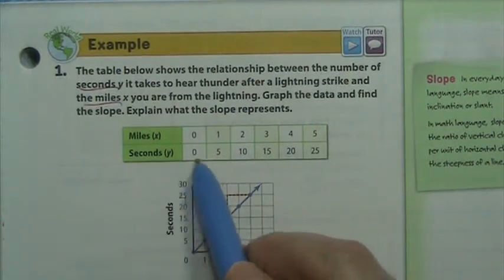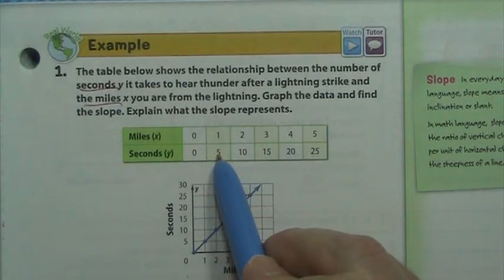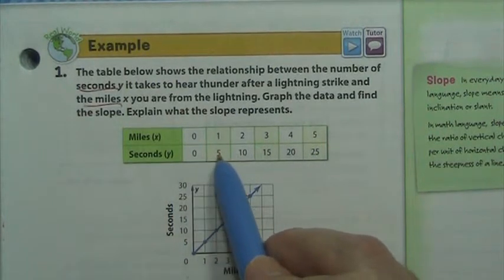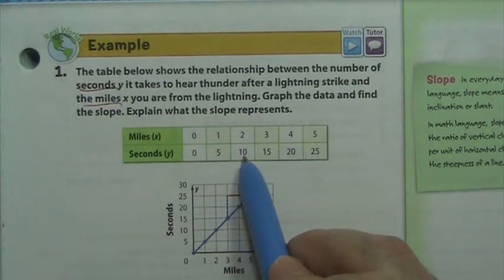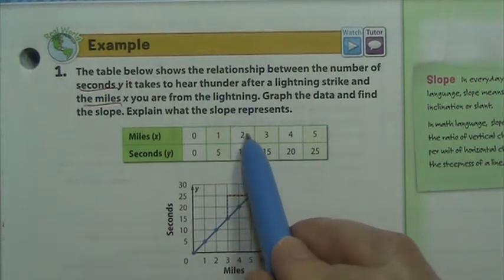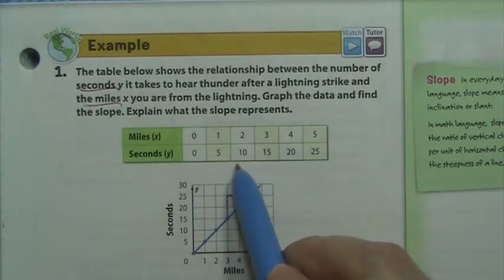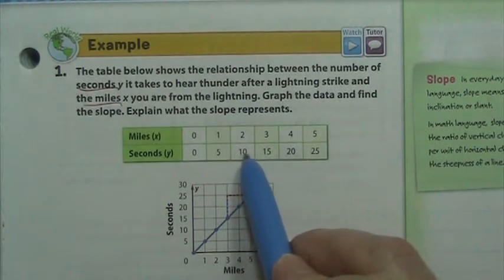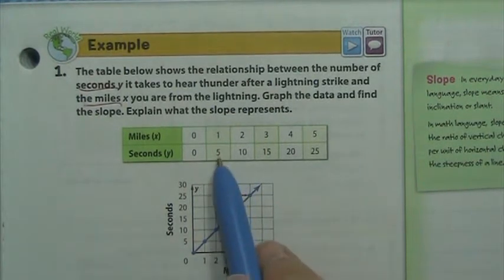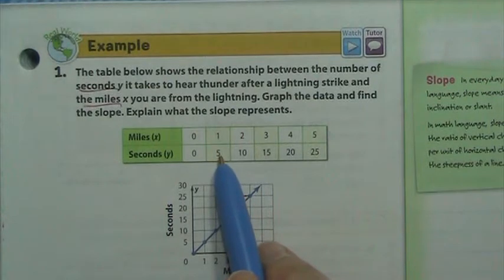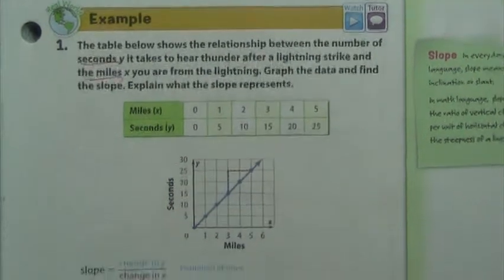So notice that when you hear thunder, after 5 seconds, it means it's 1 mile away. If it takes 10 seconds between the lightning and the thunder, excuse me, see that? If it takes 10 seconds, then it would be 2 miles away. I always thought it was 3 seconds for every mile, but I guess it's 5 seconds for every mile in this table.